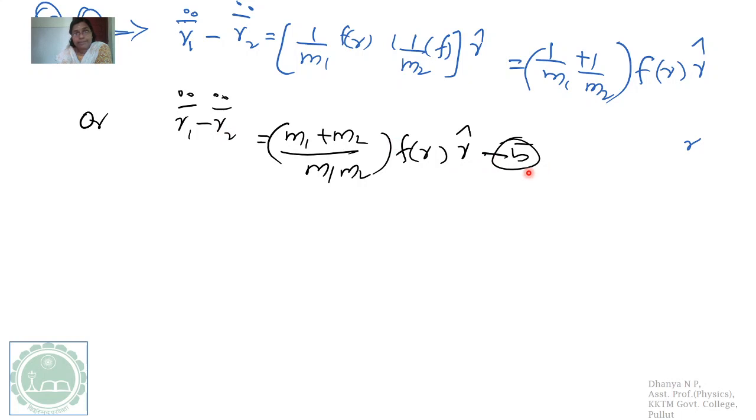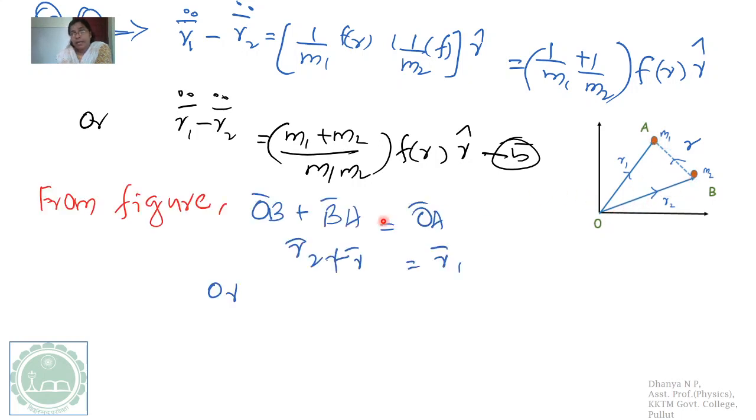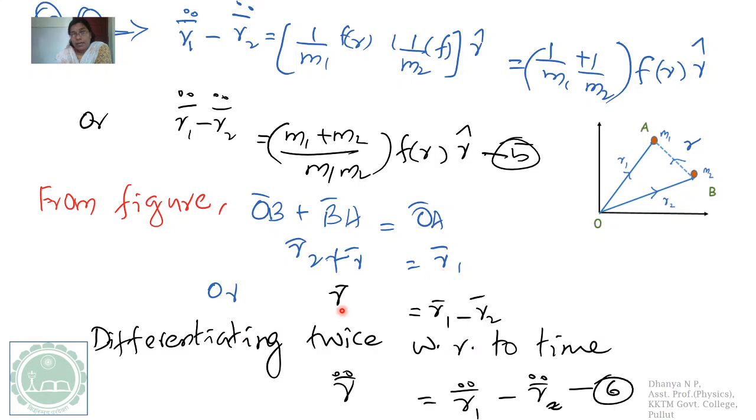Equation number 5. Now from this figure we can apply the triangle law of vector addition. OB plus BA is equal to OA, that is r2 plus r is equal to r1. Then r is equal to r1 minus r2. Here we can take the second derivative, that is differentiating twice with respect to time. We will get r double dot is equal to r1 double dot minus r2 double dot.